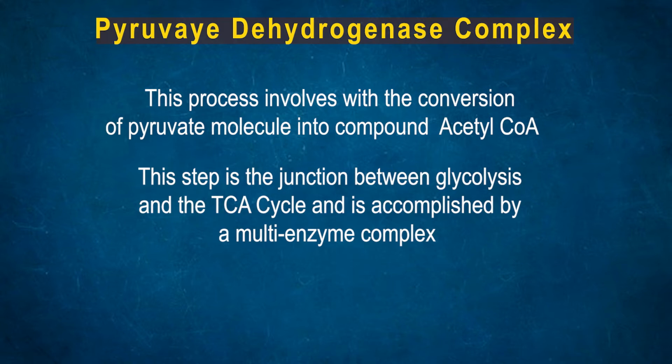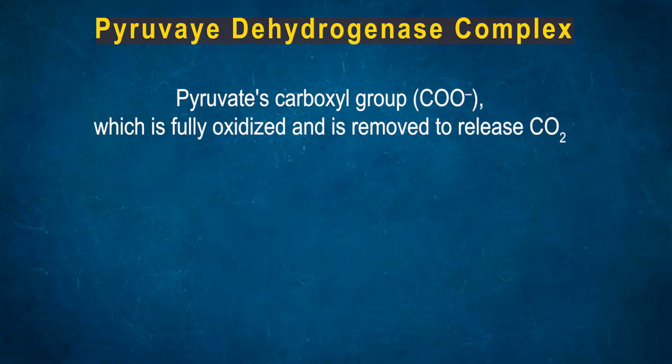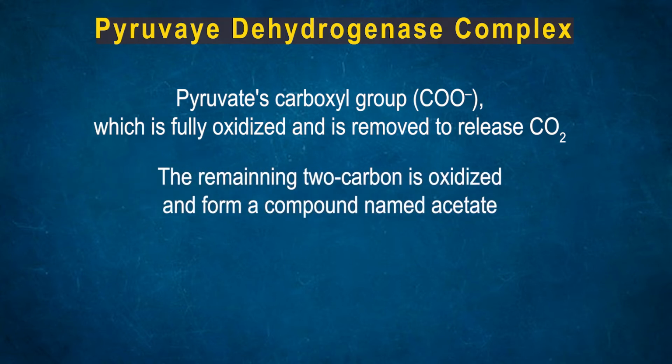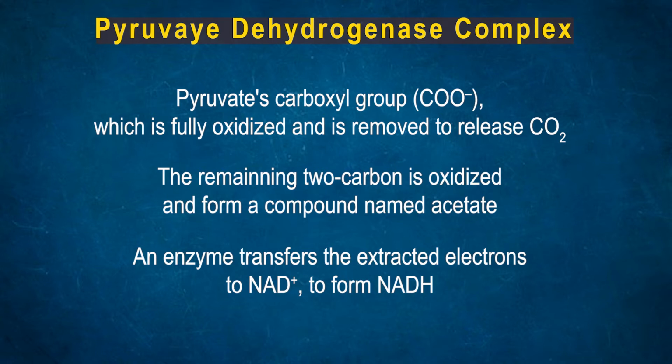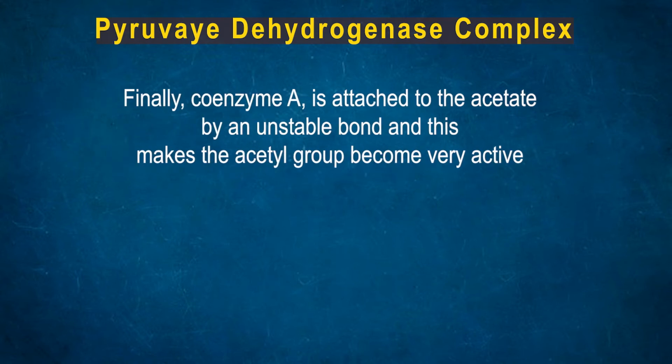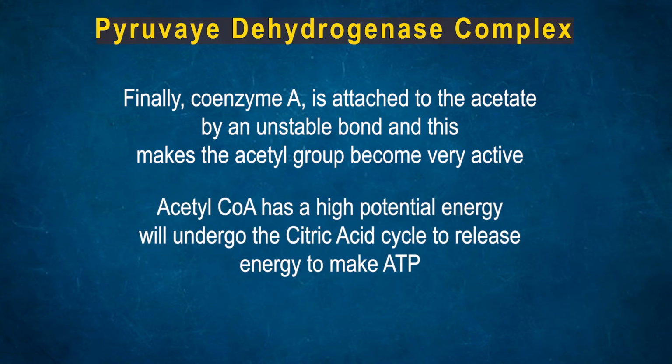It happens via a multi-enzyme complex, that is, the pyruvate dehydrogenase complex. What happens here? Pyruvate's carboxyl group, which is fully oxidized, is removed to release carbon dioxide. The remaining 2 carbons are oxidized and form a compound named acetate. A particular enzyme transfers the extracted electrons to NAD+ and NADH will form. Finally, coenzyme A is attached to the acetate by an unstable bond, and this makes the acetyl group very active. So, acetyl-CoA has a high potential energy and will go into the citric acid cycle and ultimately release energy to make ATP.